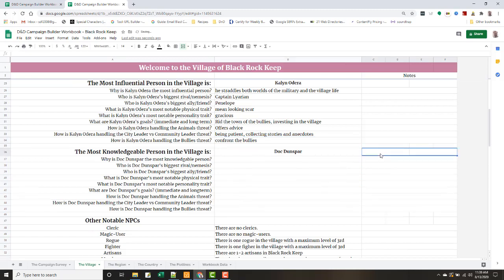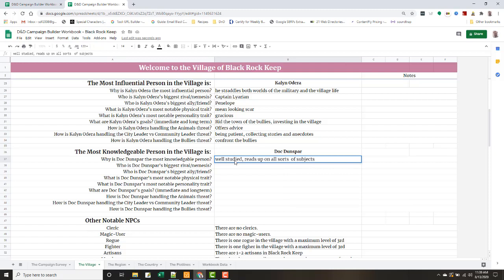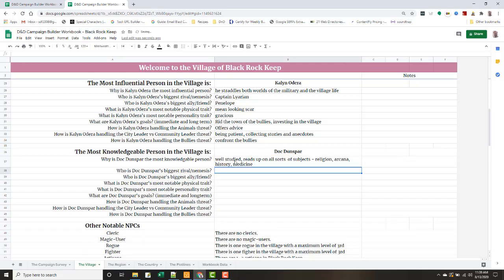Okay, now let's get on to our most knowledgeable person in the village. Good old Doc Dunspar, the dwarven healer. Why is he the most knowledgeable? Well, he is well studied. Reads up on all sorts of subjects. He knows about religion, arcana, history, medicine. He's just well versed in all these topics, has a big library of different books. He is naturally curious.